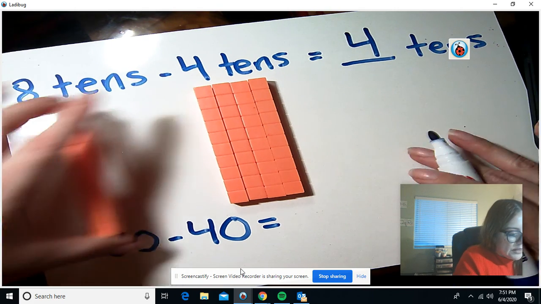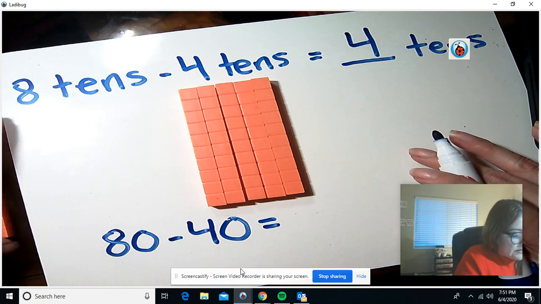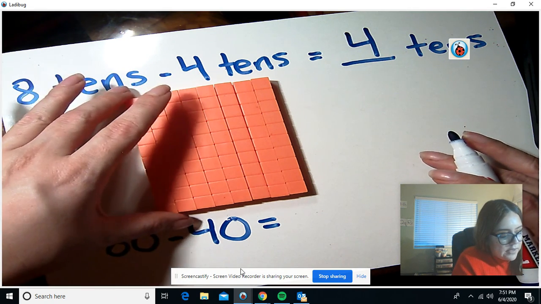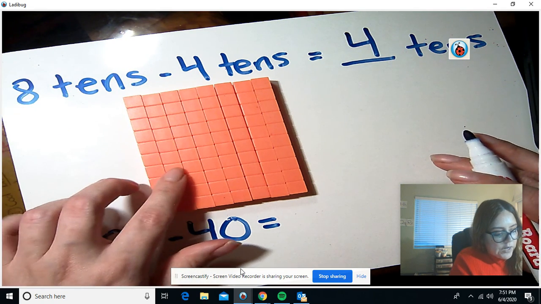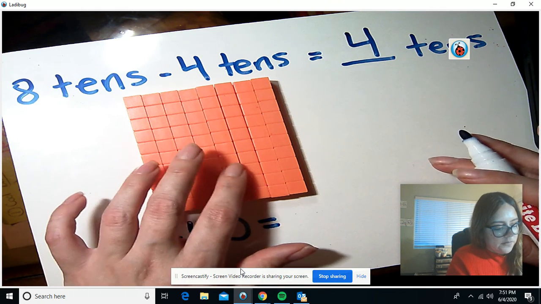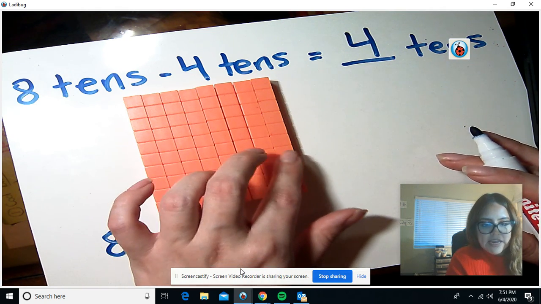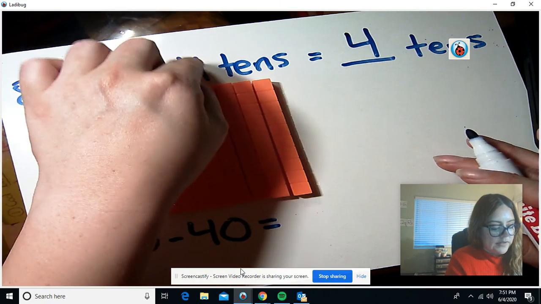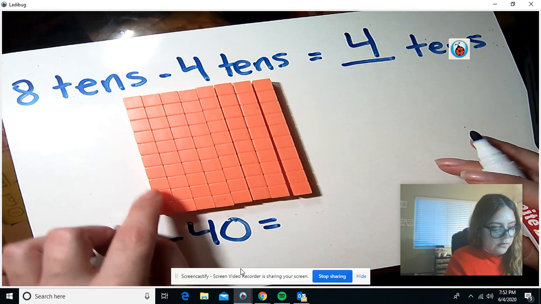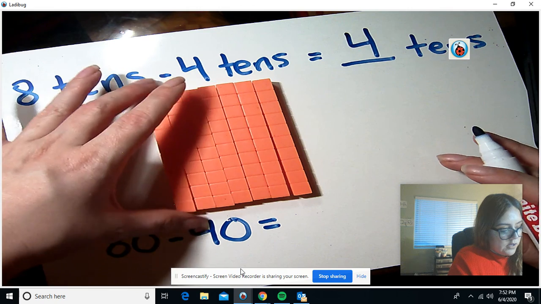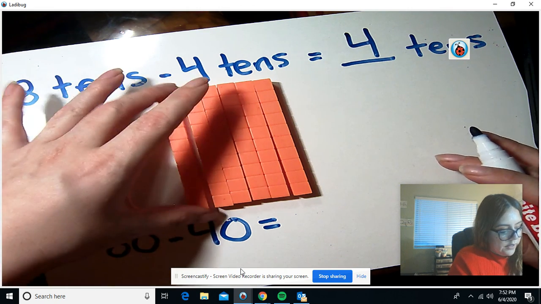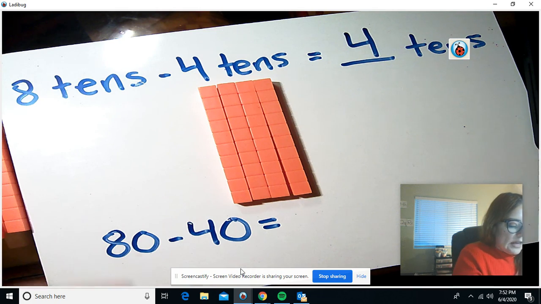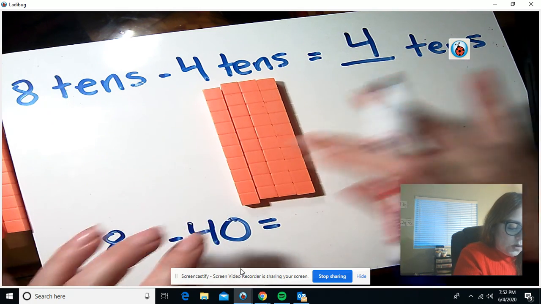First, we started with 80, so that was what we had in the beginning, 8 tens. 10, 20, 30, 40, 50, 60, 70, 80. That's what we had over here in the beginning. And then we took away 4 tens, which is 40 little squares. So we took away 10, 20, 30, 40. It's the same thing.